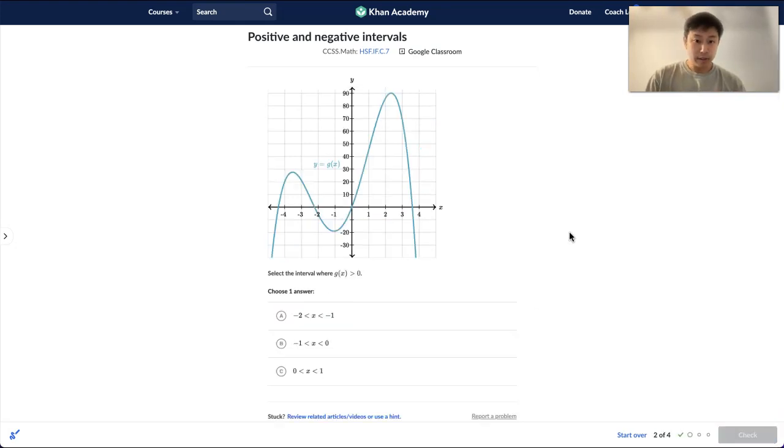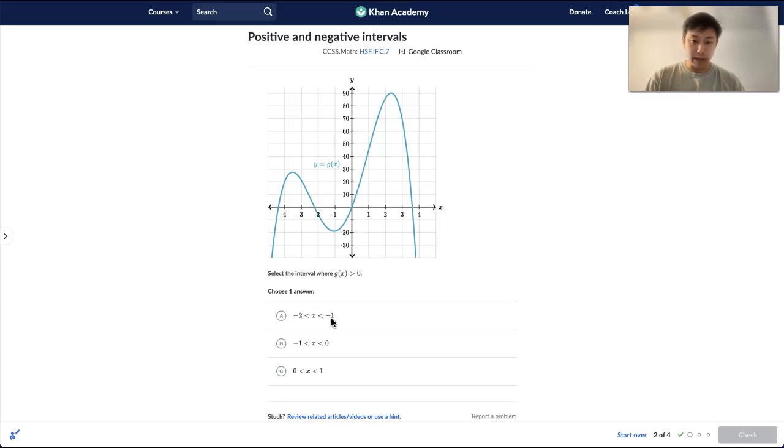All right, let's see a couple more here. Select the interval where g of x is greater than 0. So this is just fancy language for select the interval where y is greater than 0. In other words, where is y positive? We're looking for positive intervals. Okay, this says choose one answer. So let's just read each of these x value intervals.